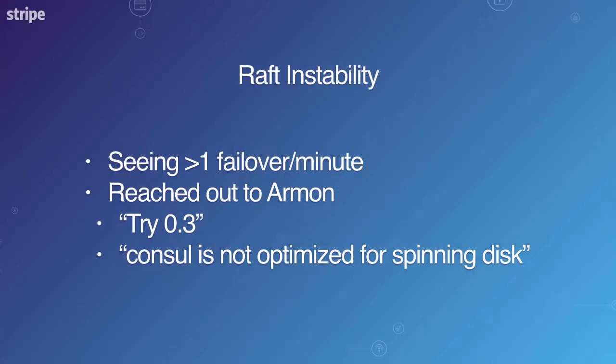We also received the advice that we were on 0.2, and we should upgrade to Consul 0.3, which had some improvements in the timeouts and performance. So we took that advice, and we rolled out 0.3 to our QA cluster, and nothing worked at all.